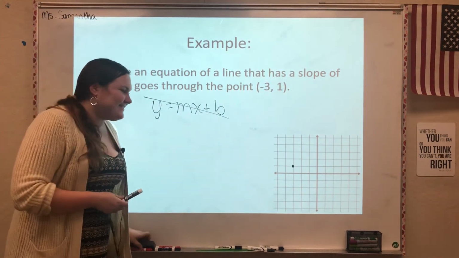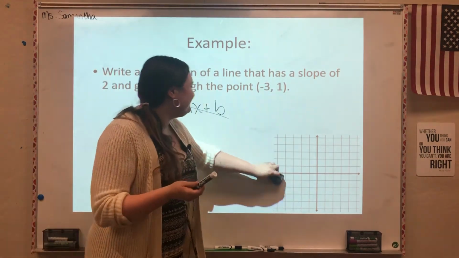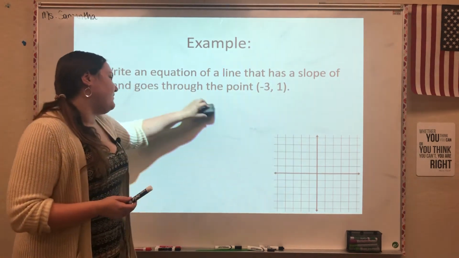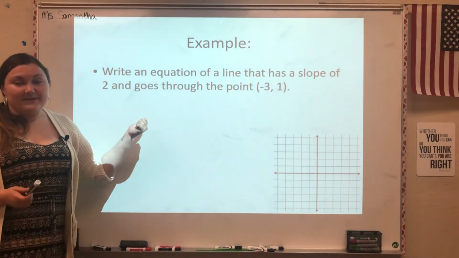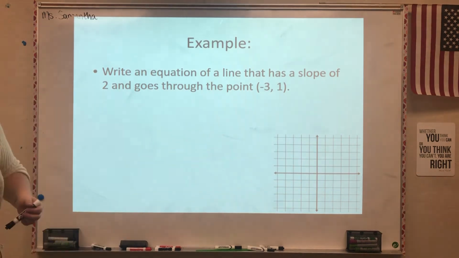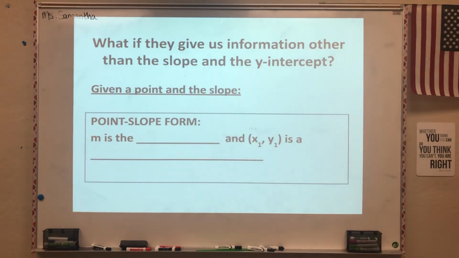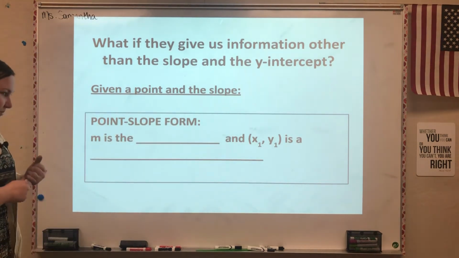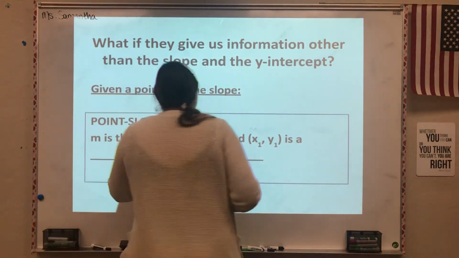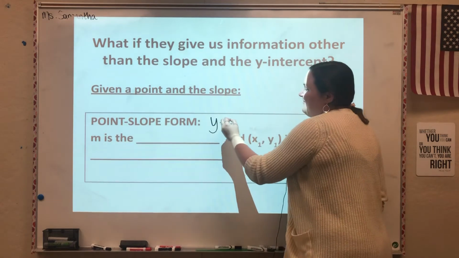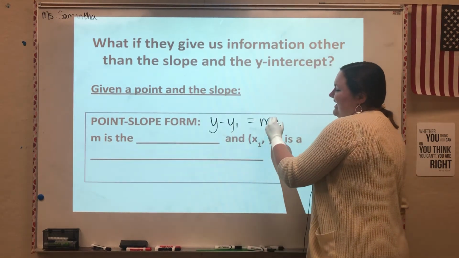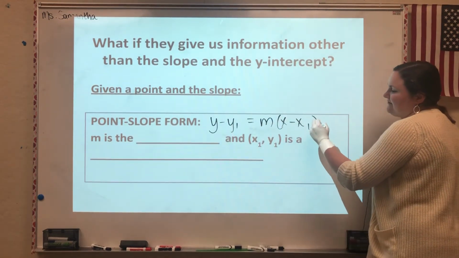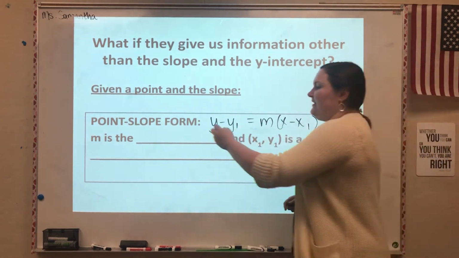The good news is there's something else we can use. One formula we use when we're talking about linear equations is slope-intercept form. That's what I just had written. The other formula you can use is a formula called point-slope form. It's called point-slope form because it looks like y minus y1 equals m times x minus x1. And m is your slope.